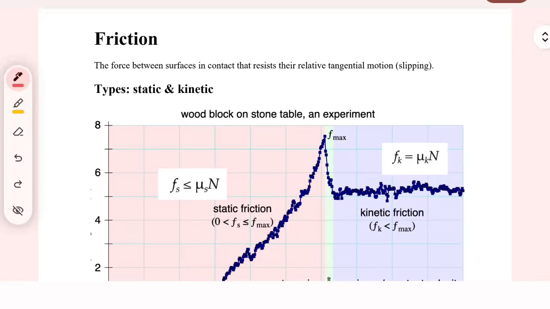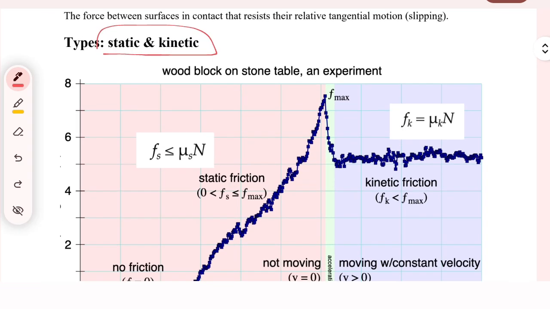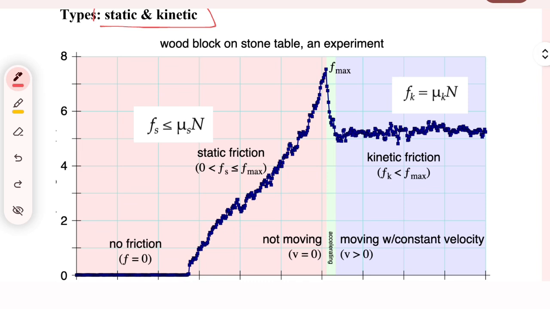So there are two types of friction. We have the static friction and the kinetic friction. All right, static and kinetic. Static means it's not moving, and kinetic is the one that's moving. So in this example or illustration here, we have a block that's on a stone table. This is just an experiment, for example.